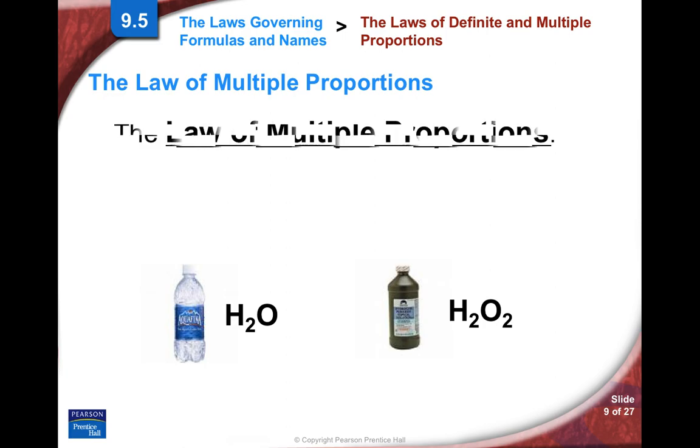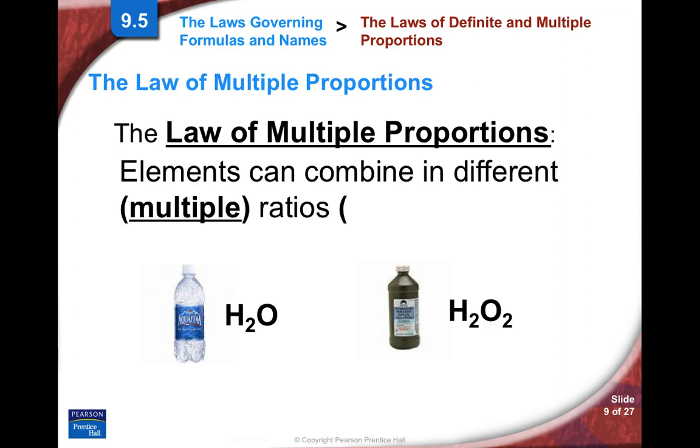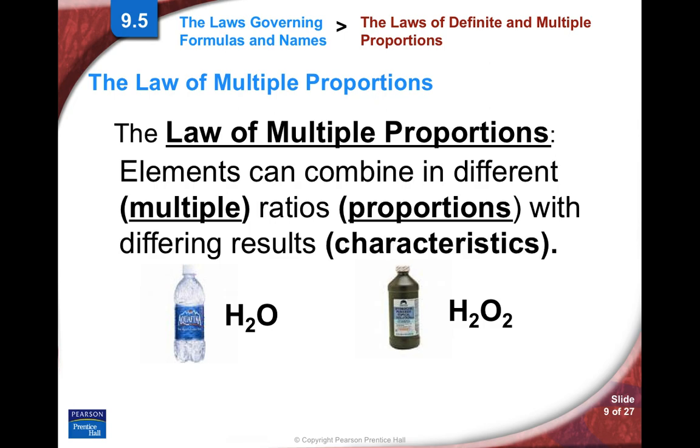So if you look at water and look at hydrogen peroxide, pretty quickly you look at their chemical formulas. They're both liquids at room temperature. They're both clear and colorless. They have very different characteristics. However, they're the same two elements, simply in different proportions. So if they're in different or multiple ratios or proportions, you're going to get different results or characteristics.